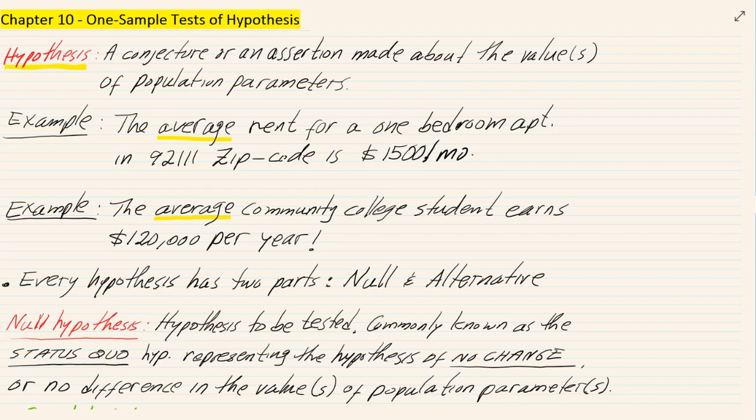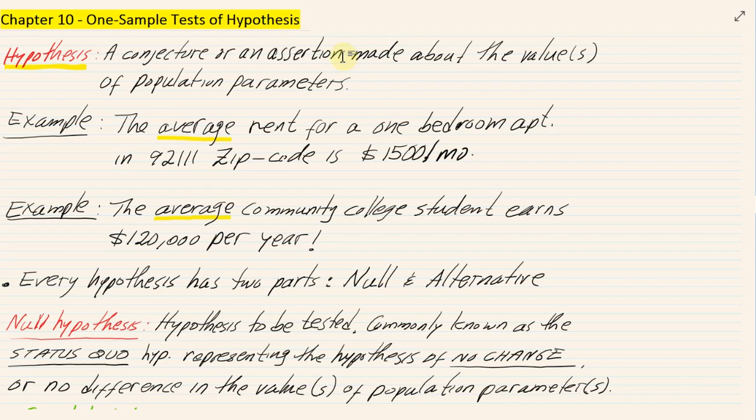So here I have my almost one-liner on what is a hypothesis. A hypothesis is really a claim that we make about the value or values of population parameters. That's all that is. It's a statement of belief. What we believe, what somebody believes the value of the parameter or parameters of the populations are.